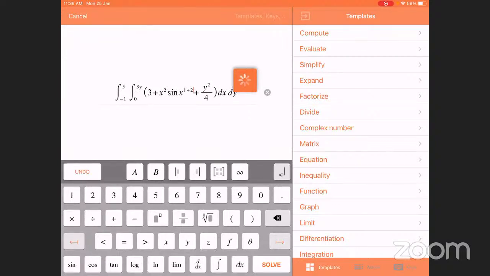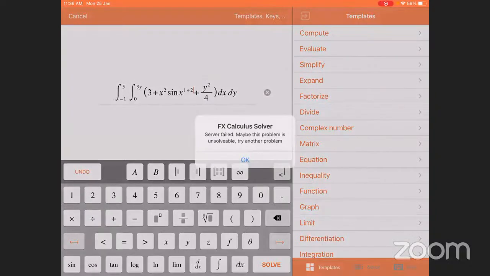See, if I put this question to the machine, it will hang right there because this machine does not know how to integrate sine square root of x. Using traditional methods of integration, sine square root of x cannot be integrated. That's why it's taking so much time. It will not come to an end either. It goes on trying to process the problem, but it will never solve it. You see, server failed. Maybe this problem is unsolvable.